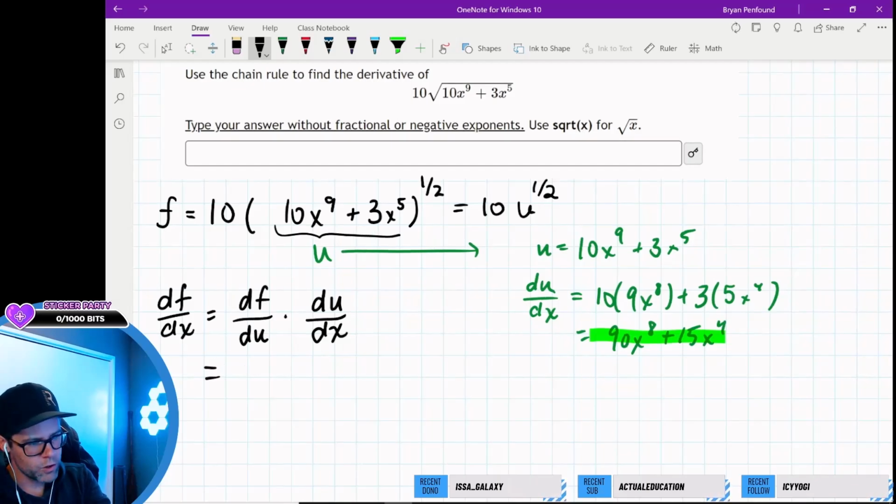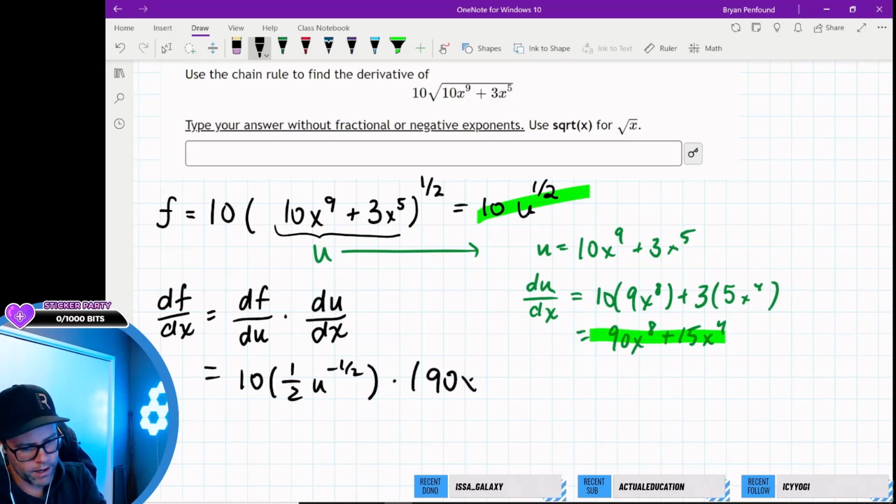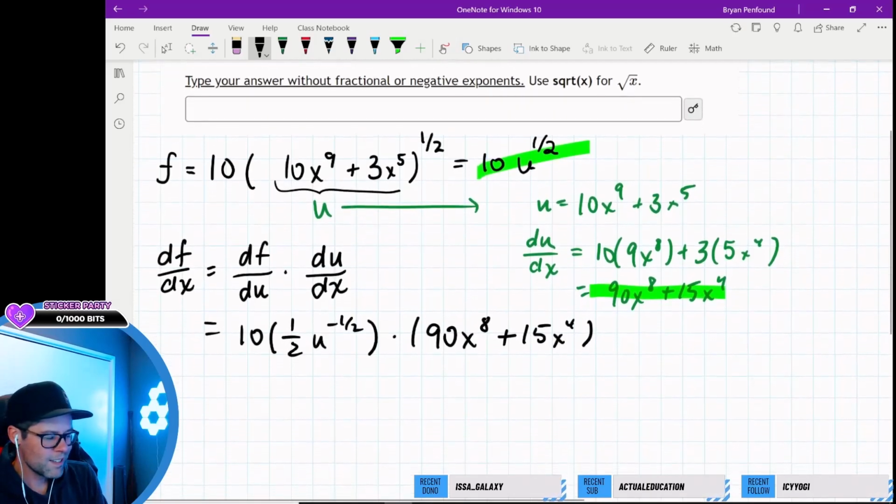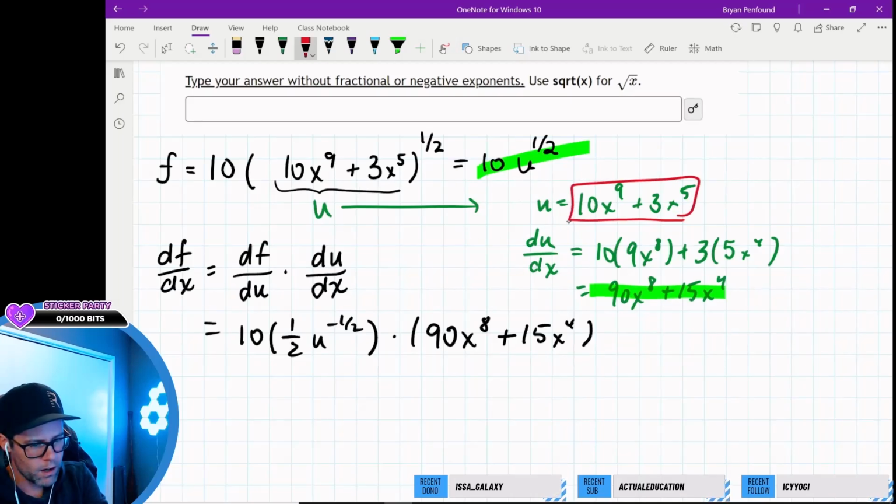So if I can find the derivative of this expression with respect to variable u, I pretty much have this problem all sorted. And this is a power law. We can do 10 times 1/2 u to the negative 1/2. So there's my derivative with respect to u. We have to multiply this by 90x to the power 8 plus 15x to the power 4. And then since we're looking for something in terms of the variable x, we're going to take our expression for u, which is this one, and sub that back in right here.